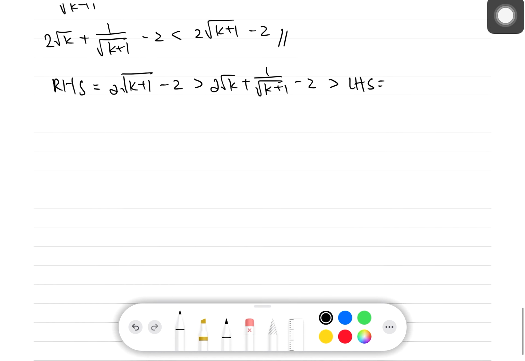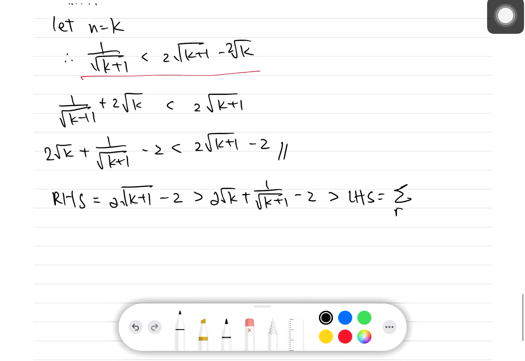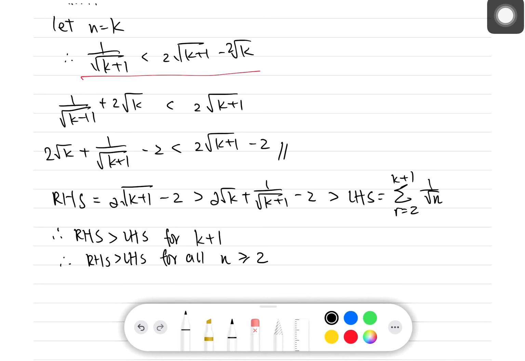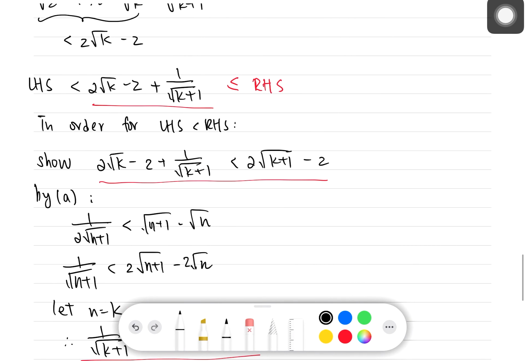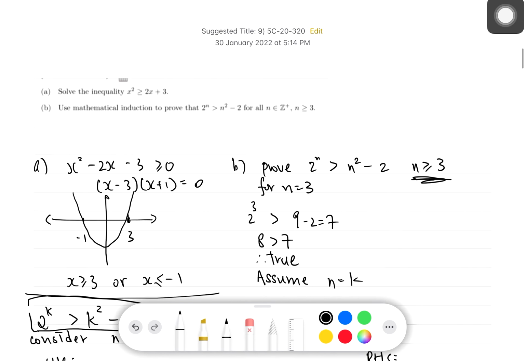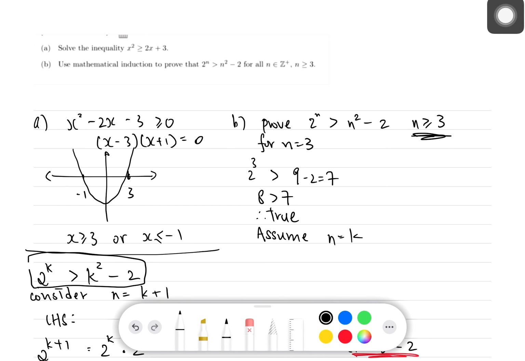So let's just write it in this form, all the way to k plus 1. Therefore, our conclusion is that the right-hand side is greater than the left-hand side for k plus 1. Therefore, the right-hand side is greater than the left-hand side for all n greater than or equal to 2. And that concludes today's video, where we covered two of the harder mathematical induction questions that involve inequalities.